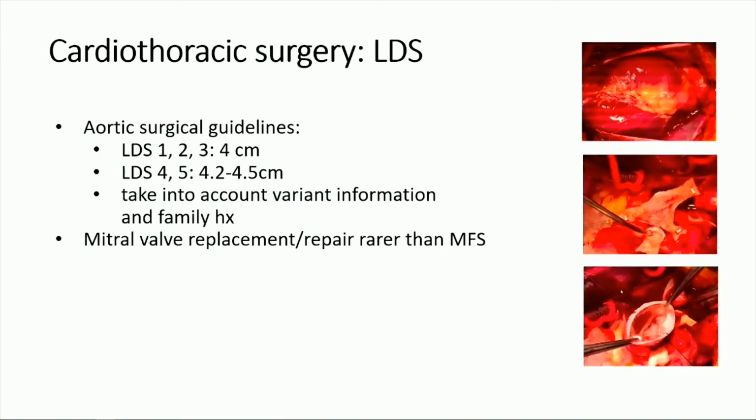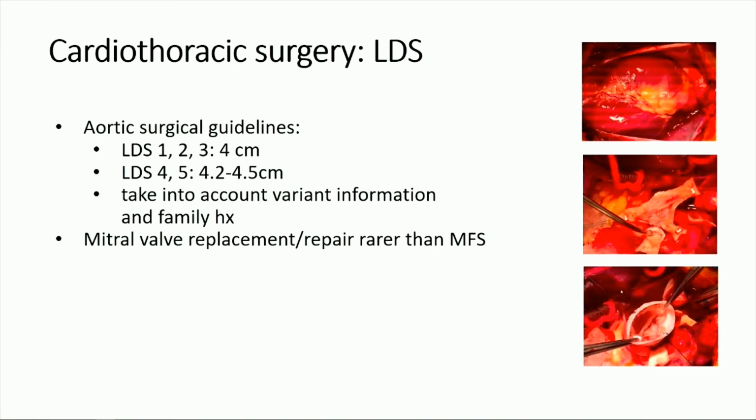So big difference is when a cardiothoracic surgery is performed in Loeys-Dietz syndrome. Usually surgical thresholds are lower than that 5 centimeter threshold. It is dependent upon the gene. We also take into account the specific variant in the gene and also what we can learn from your family history. So if there have been multiple people in the family who've shown dissections at aortic sizes in the low 4 centimeters versus a family whose people in the family have made it to 5 without dissection, we would take this into consideration when making surgical recommendations for you.